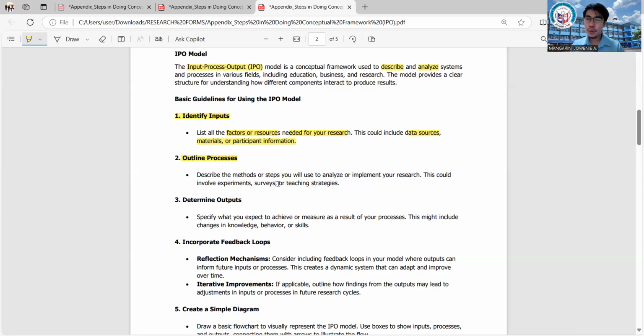Halimbawa, are you going to use experiment? Magsusurvey ka ba? Mag-i-interview ka ba? Or whatsoever. So all the processes that you will be utilizing for your paper to gather the needed data will be put on your process part.